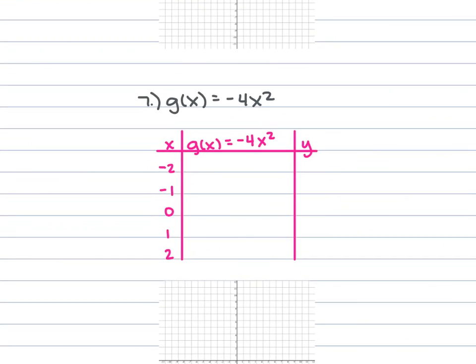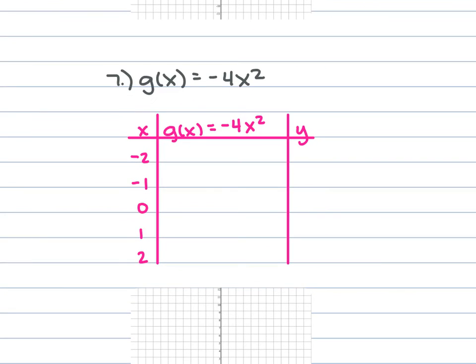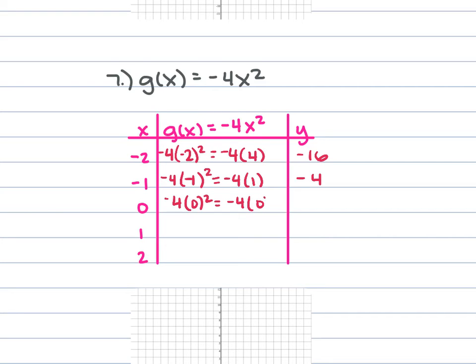For 7, we have g of x is equal to negative 4x squared. So we're going to use negative 2, negative 1, 0, 1, and 2 for x. So negative 4 times negative 2 squared is negative 4 times 4, which is negative 16. Negative 4 times negative 1 squared is negative 4 times 1, which is negative 4. Negative 4 times 0 squared is negative 4 times 0, which is 0. Then we have negative 4 times 1 squared, which is going to give us negative 4. Negative 4 times 2 squared, which is negative 16.